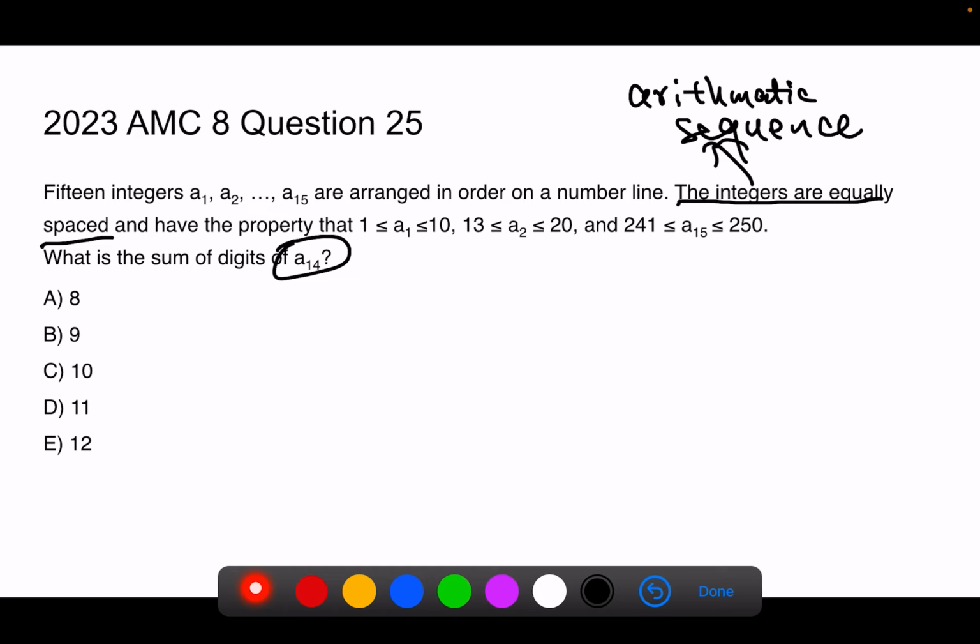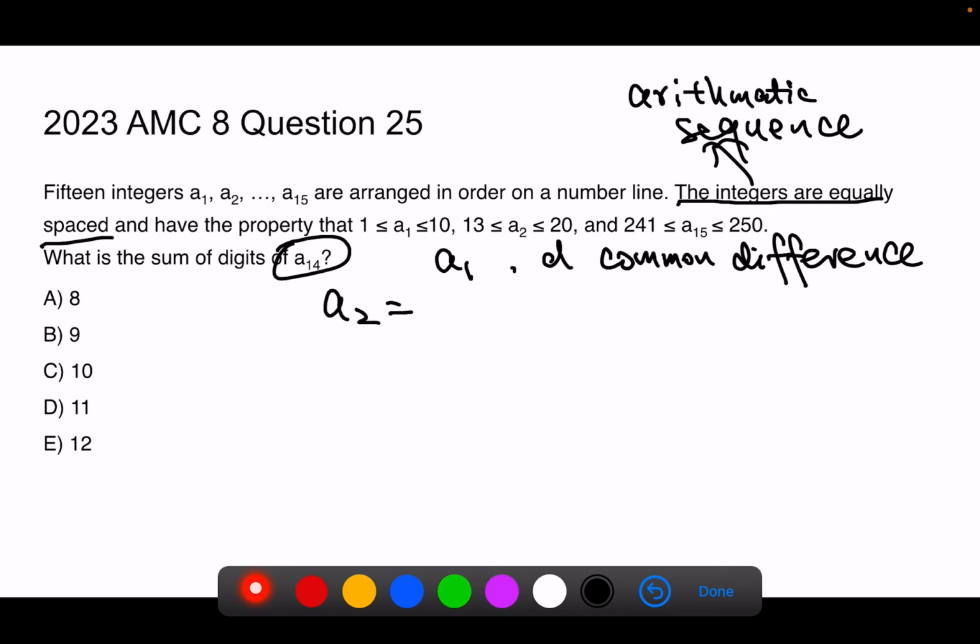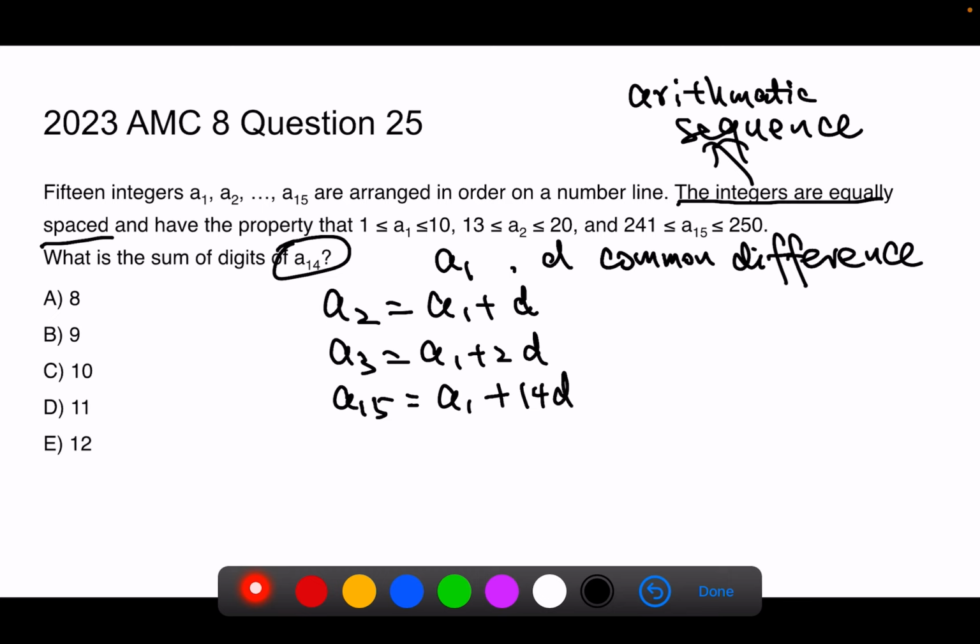Which means if you have a1 as the first term and d as the common difference, which is the difference between each two consecutive terms, and this number has to be a constant for an arithmetic sequence, then a2 will be a1 plus d, and a3 is going to be a1 plus 2d, and continuing on, a15 is going to be a1 plus 14d.